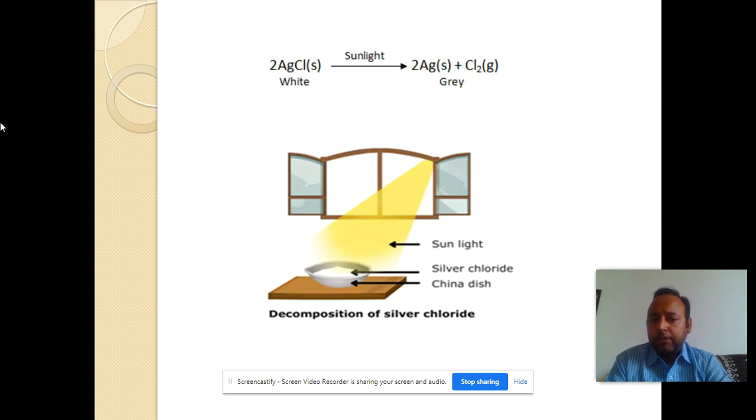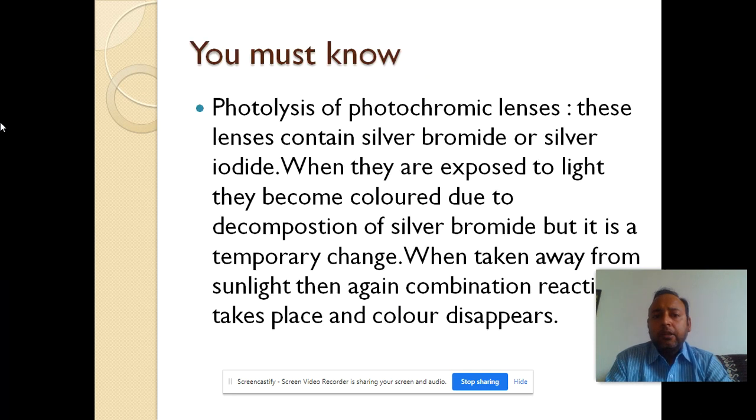Silver chloride, when you keep it in sunlight, will convert into silver and chlorine gas. This is a very important phenomenon based on photo-decomposition, that is photolysis: photochromic lenses. You might be using these lenses which change color when you go into sunlight. Why? Because they have a layer of silver bromide. But this is a temporary change. When you move away from the sunlight, the color will change back and the other color disappears. This phenomenon used in photochromic lenses is photolysis or photo-decomposition.